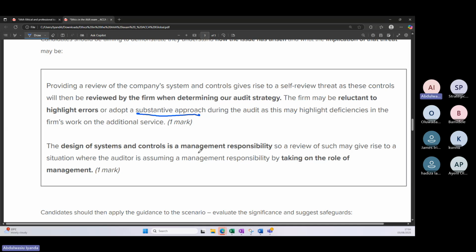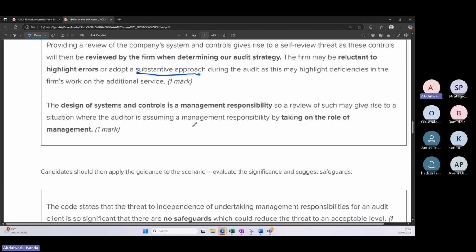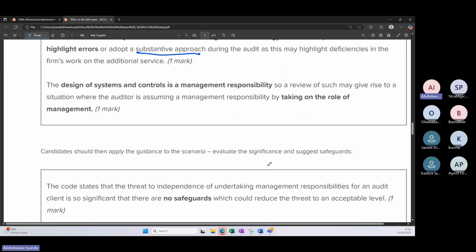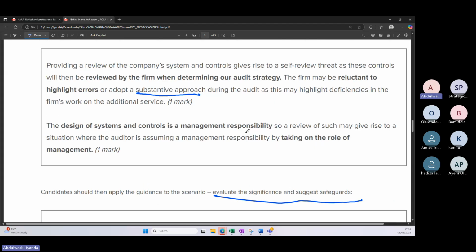So you can see the examiner has explained the problem. They have also explained part of the evaluation. Then the last thing is that the candidate can now apply the guidelines to the scenario, that is, evaluate the significance and suggest safeguards. The first thing is that when you are explaining it, it has to be case specific, meaning that anything that you are saying in your answer should be something that we can relate to, we can see.